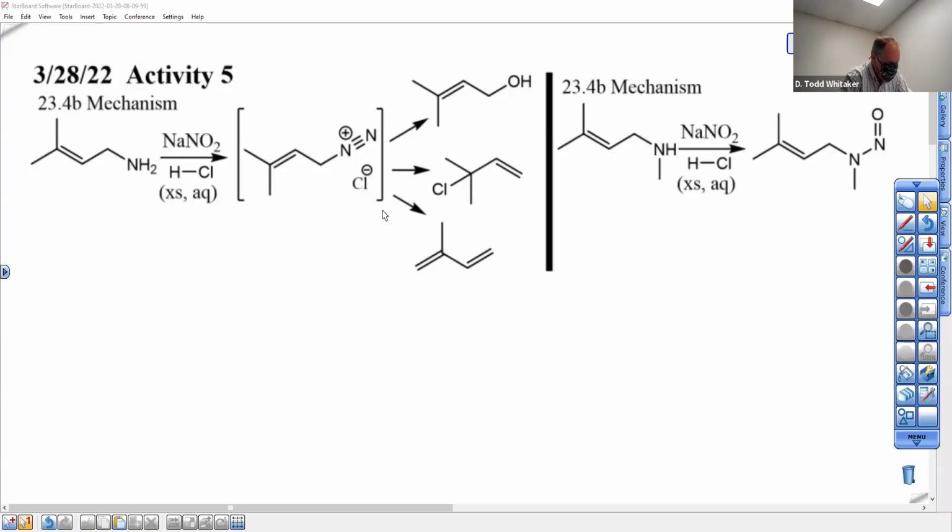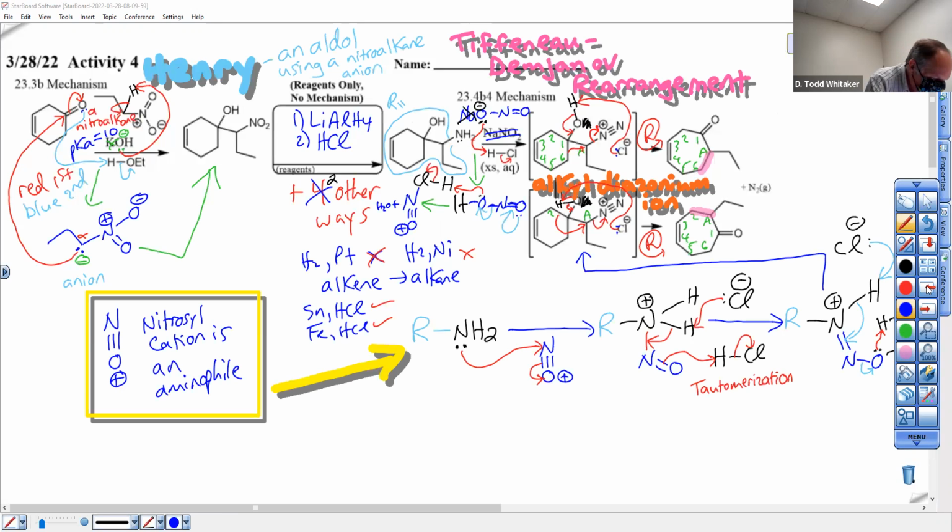We're going to continue our discussion of diazonium ions. Made another diazonium here. This time, though, it's from a primary amine. And in our previous example, it was from a primary beta hydroxyamine. That beta hydroxy was very important.